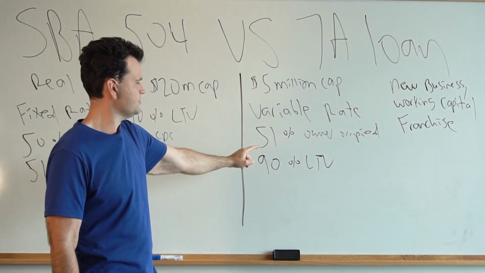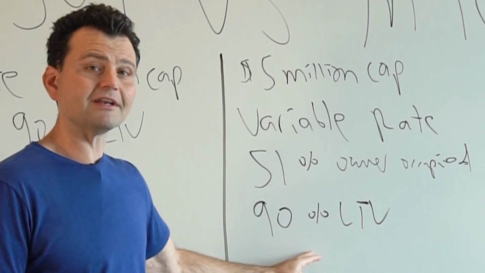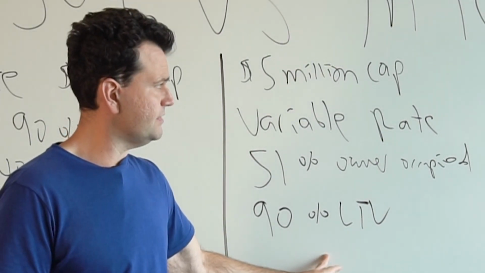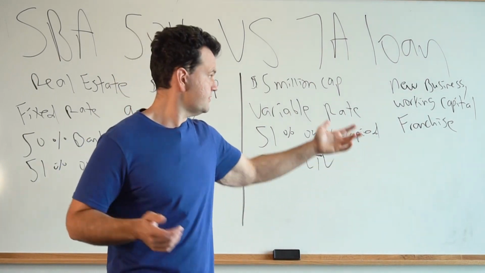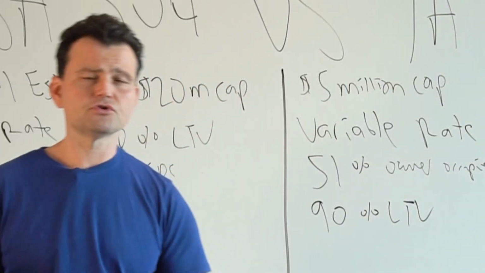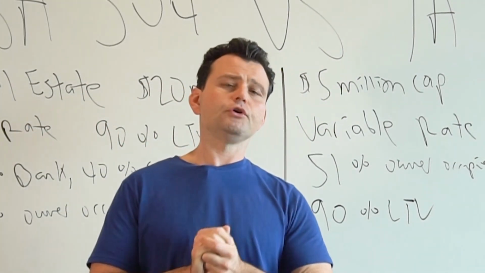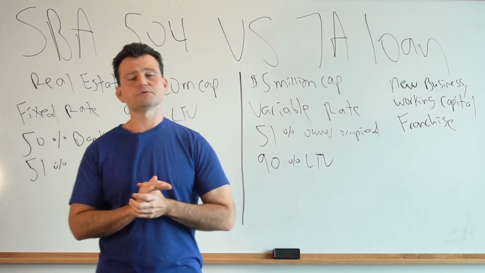It's the same requirements. You have to occupy at least 51% or more. And you can get up to 90% loan to value. That means only put 10% down. Like I said, it can be for a new business venture. You can use this fund. You can get funds back for working capital. You can do it for franchises. So if you're trying to buy a franchise, you can use the 7A for a franchise. So it's really, really cool.